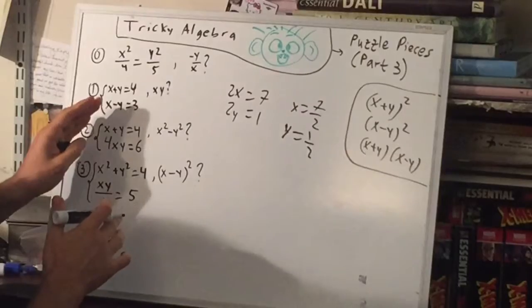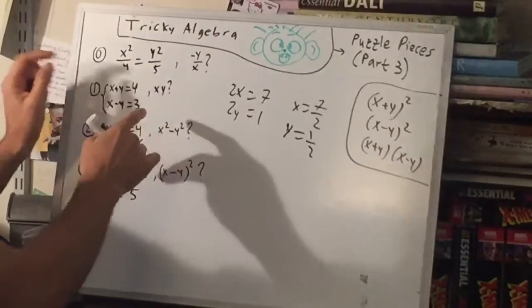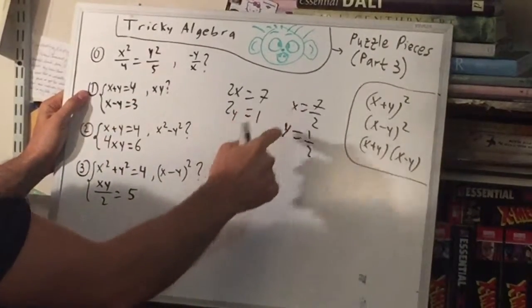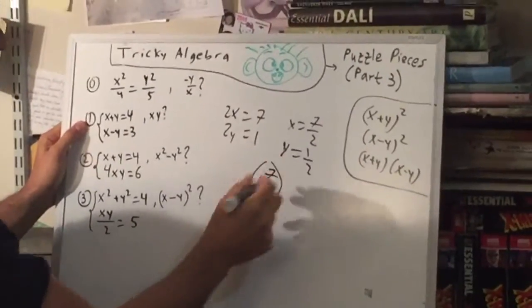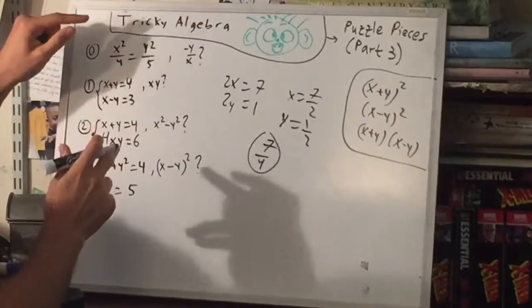I purposely want to show you the tricky approach to find, now remember, we want to find x times y, so we're not done here. We would multiply x times y and get 7/4. Okay, easy enough. But I want to show you how to do this using another method.